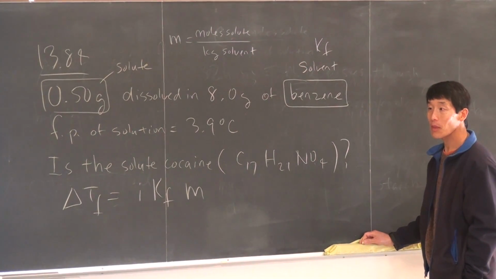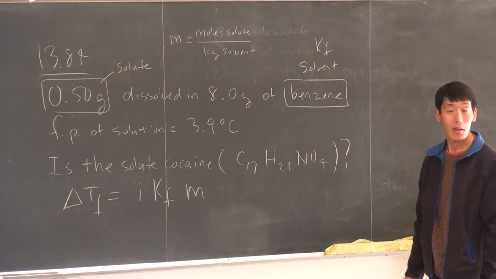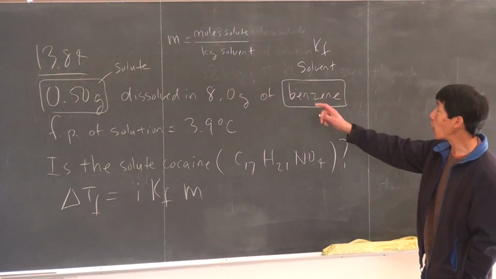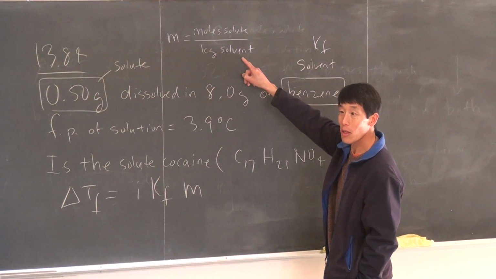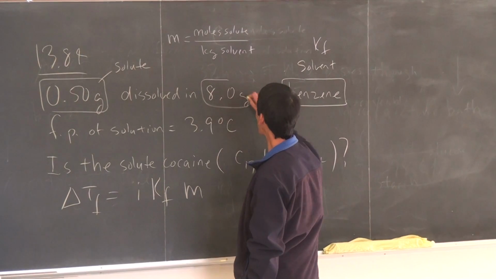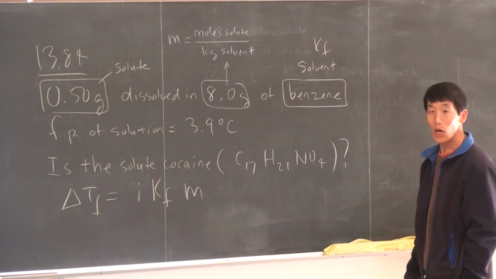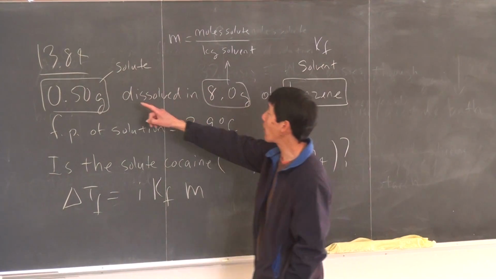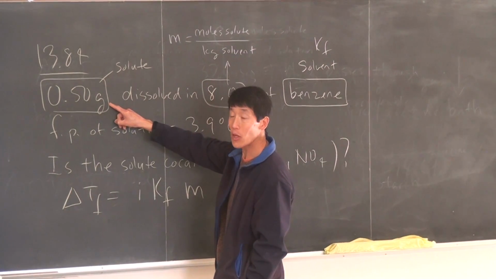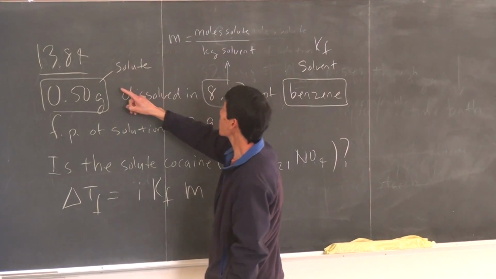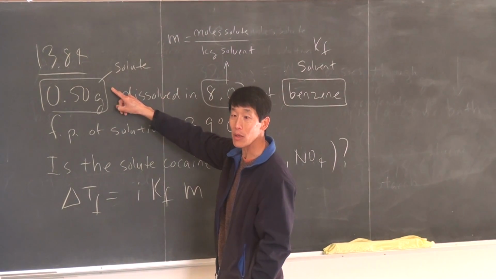So are we given any of those pieces of information? Well, the kilograms of the solvent, the benzene: are we given this information? Yes, we know that from here. Do we know the moles of solute? No. We know the mass, 0.5 grams, but we don't know what the molar mass is, and that's what we try to find. So we know the moles in terms of the molar mass, which we can find.